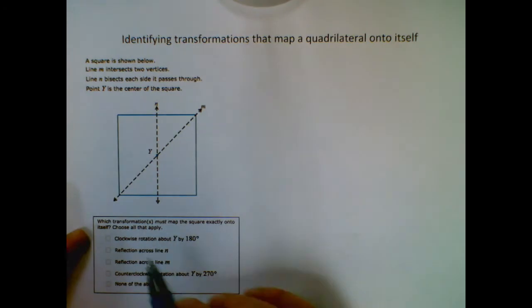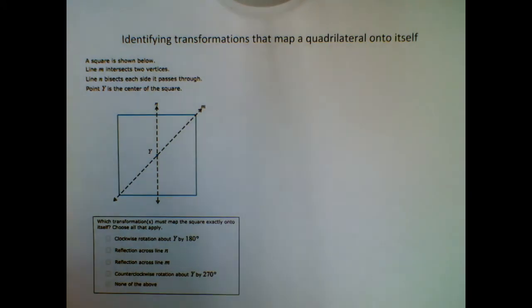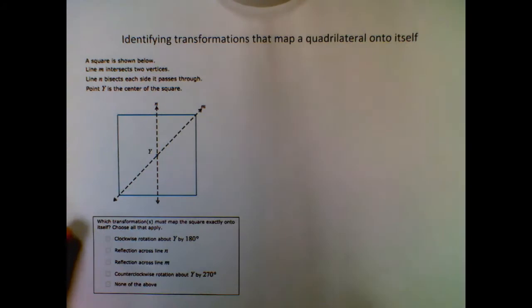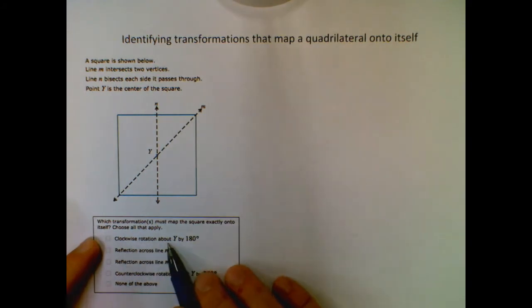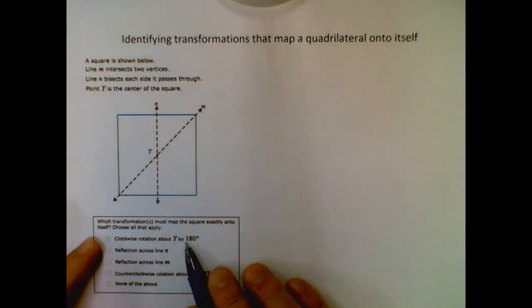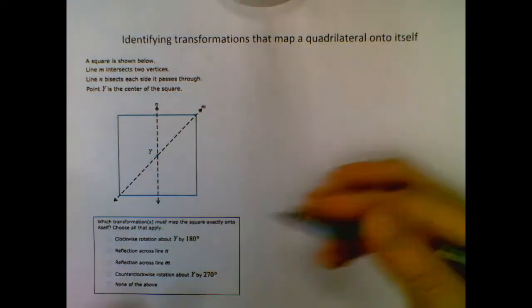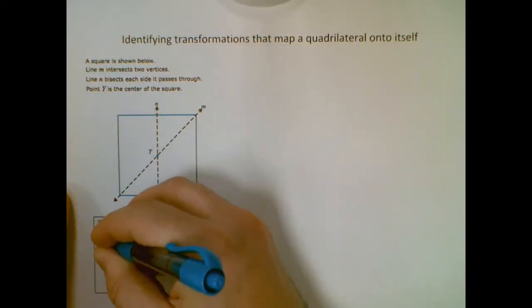That must is important, because if you can just find a way to do it, that's not the same thing. It has to be, there's no choice. If you do this, it will always map onto itself. So a clockwise rotation about Y, so about the center, of 180 degrees. If I take this whole thing and flip it upside down, will it land on the same thing? And that is true. It will do that.